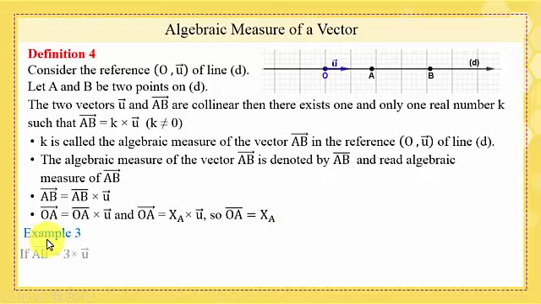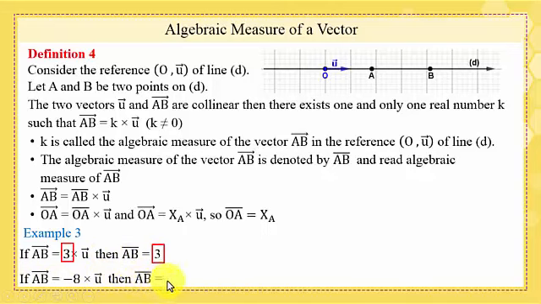Example 3. If vector AB equals 3U, then AB bar equals 3. And if vector AB equals minus 8U, then AB bar equals minus 8.